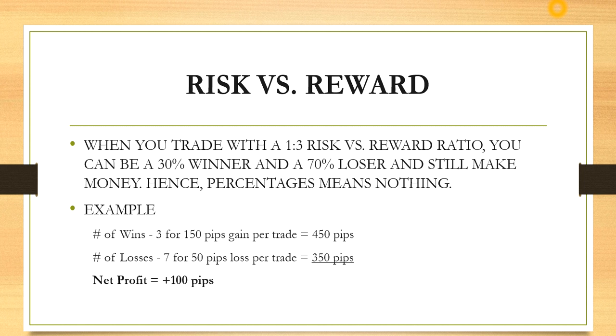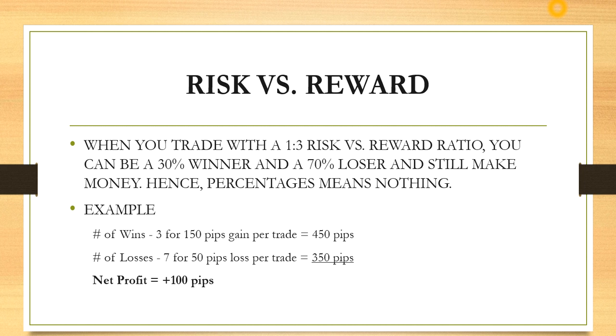When you trade with a 1 to 3 risk versus reward ratio, you can be a 30% winner and a 70% loser and still make money. Now, if I say to somebody I lose 70% of my trades and I only win 30%, they would probably think that I'm whack. But as you're going to see in this example, you can be a 30% winner, 70% loser, and still make money. So percentages really don't mean anything.